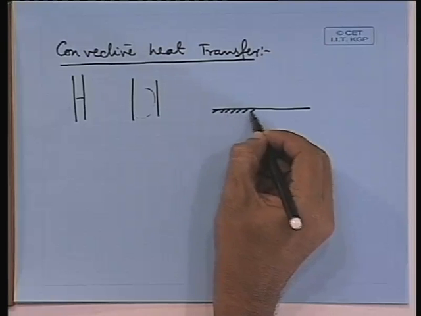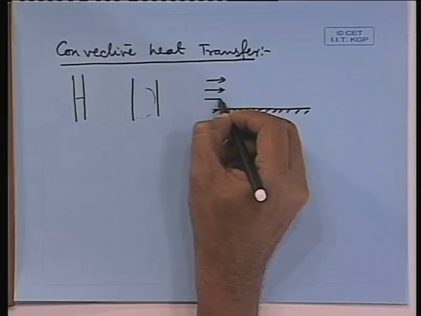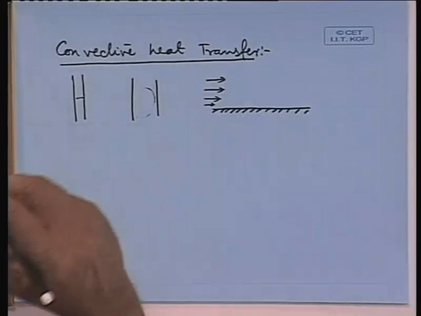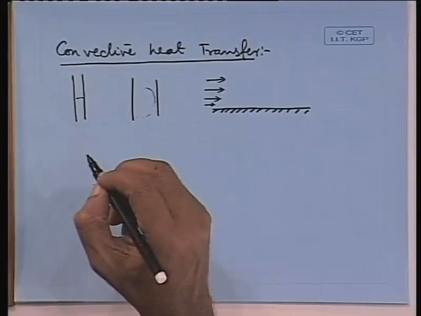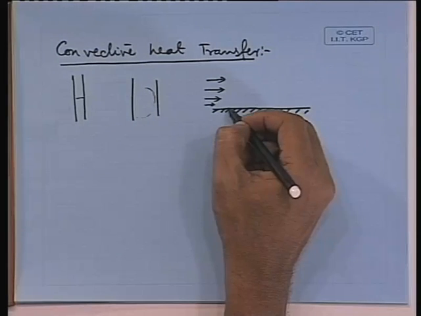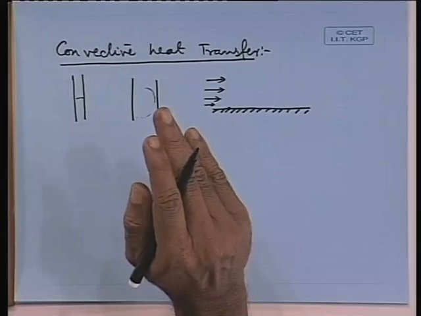Let us say this is a surface, and on this surface there is flow of fluid. So, adjacent to the wall we have 0 velocity due to the no slip condition. So, here the heat transfer is purely by conduction.